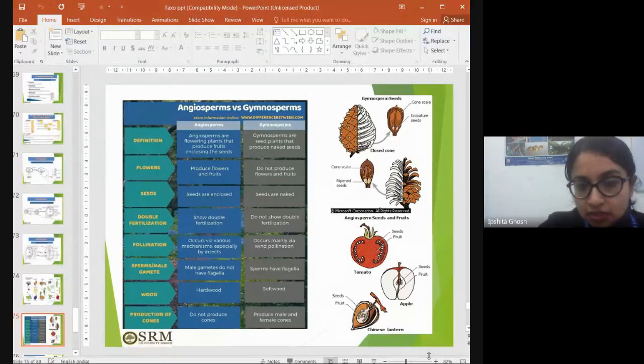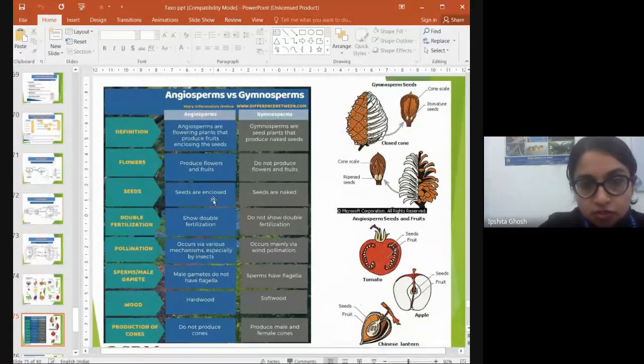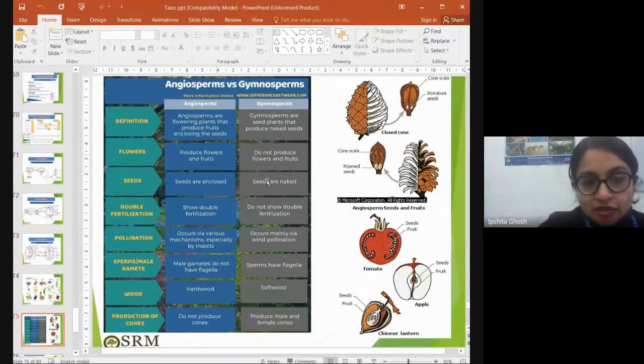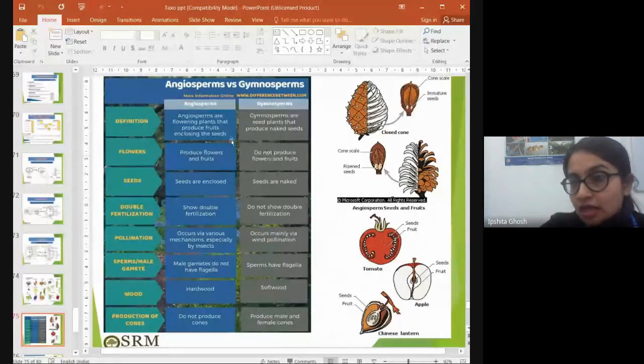So what are the basic differences between angiosperms and gymnosperms? Angiosperms are flowering plants that produce fruits enclosing the seeds, right? But in gymnosperms, we know that they have naked seeds. What do we mean by naked? Naked means it doesn't have a covering on it. So it is called naked seeds, which is a very characteristic feature of gymnosperms, right? This is the main difference between gymnosperms and angiosperms.